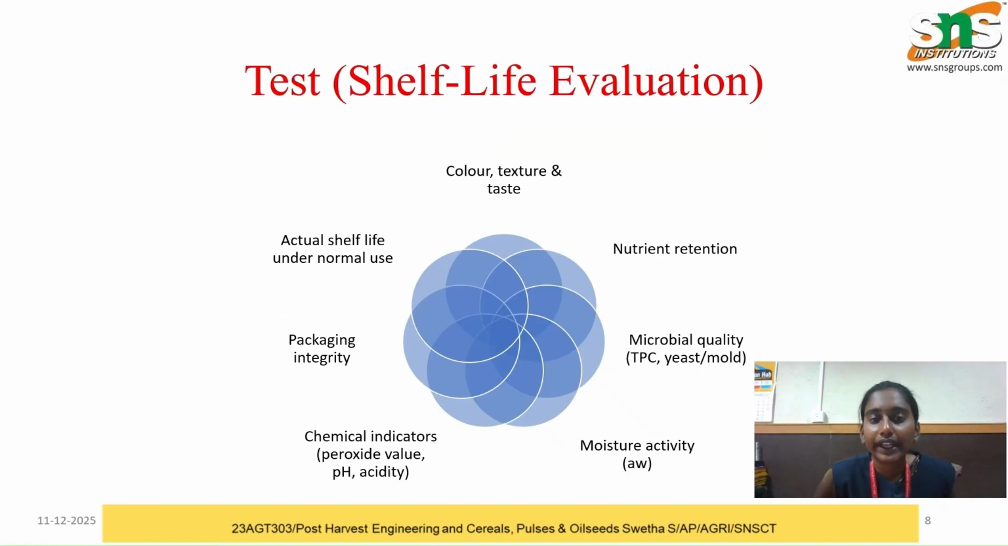At last, the main part: test. We are going to evaluate shelf life by various methods like color, texture, and taste; nutrient retention, like chlorophyll test, vitamin test, carotenoid, and polyphenol tests; and microbial quality, like TPC, yeast, mold, and bacterial count tests. We check the normal shelf life at room temperature and in the refrigerator, and we can also test the packaging integrity and chemical indicators like peroxide value, pH, and acidity. Water activity is also generally measured to check the water level in the shelf life evaluation of any food product.